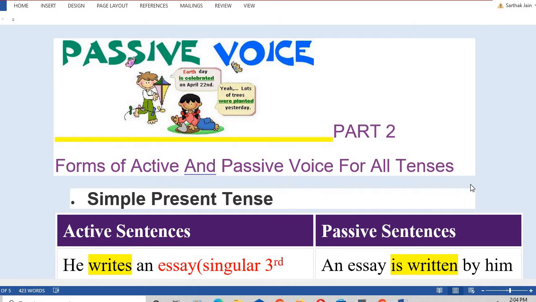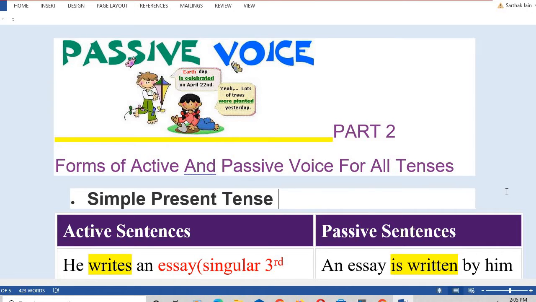And this part of the video is in continuation with the previous one, where I started explaining the rules of the active and passive voice. There I discussed all of the rules except the rules of the tenses. Though in brief I told you in that part also, but here the rules regarding the tenses are explained in detail. So let's take it step by step.